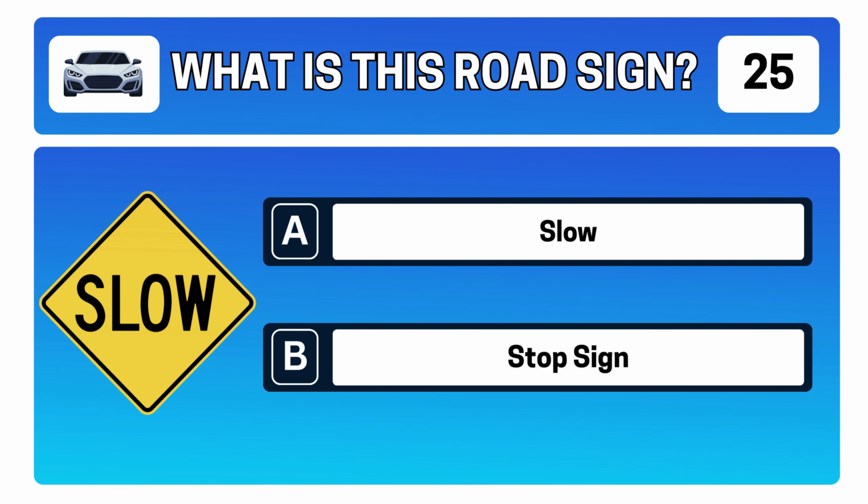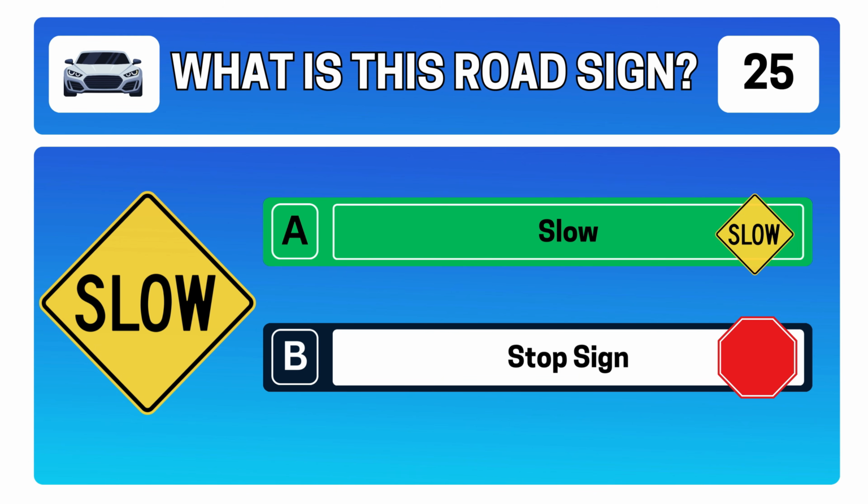Identify this traffic sign. A. Slow. B. Stop sign. Right. It is the slow sign.